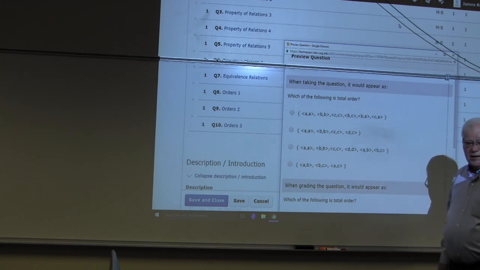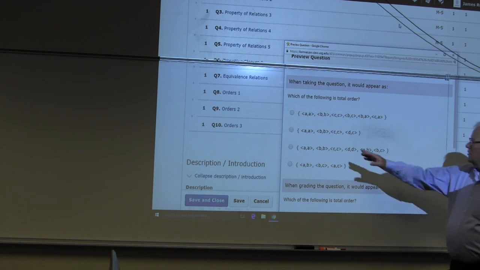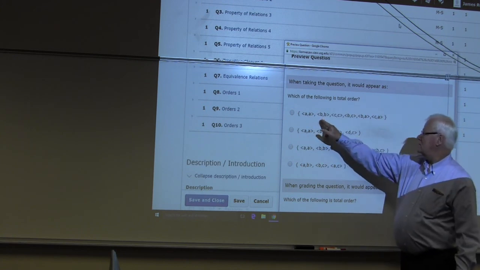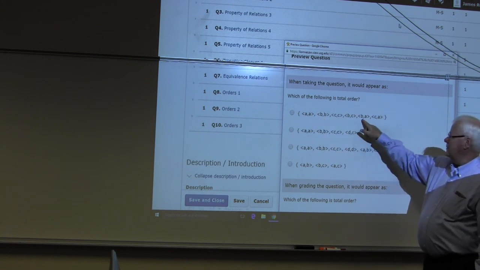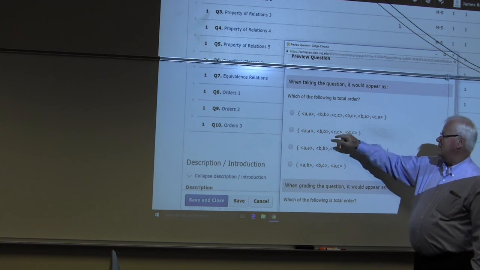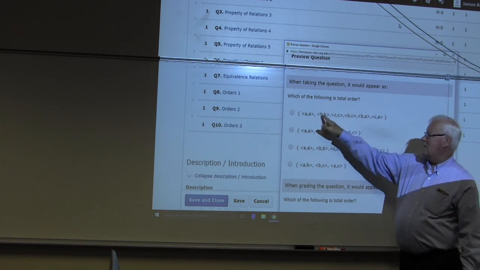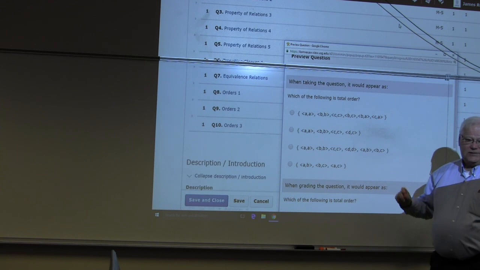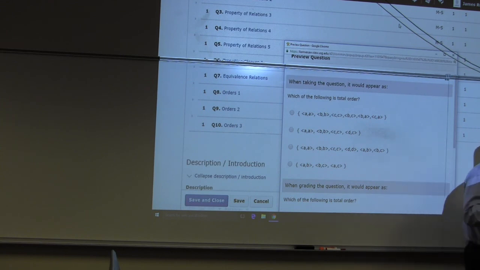Is it anti-symmetric? It is, isn't it? And is A related to B somewhere? Yes. Is B related to C somewhere? Yeah. Is A related to C somewhere? Yeah. So therefore, it is a total order. Okay? So that's the one. Okay.